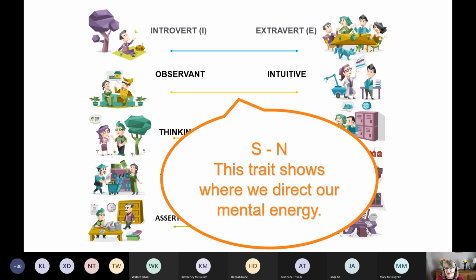So observant and intuitive, or S and N, is about where we direct our mental energy. So what does that mean then?